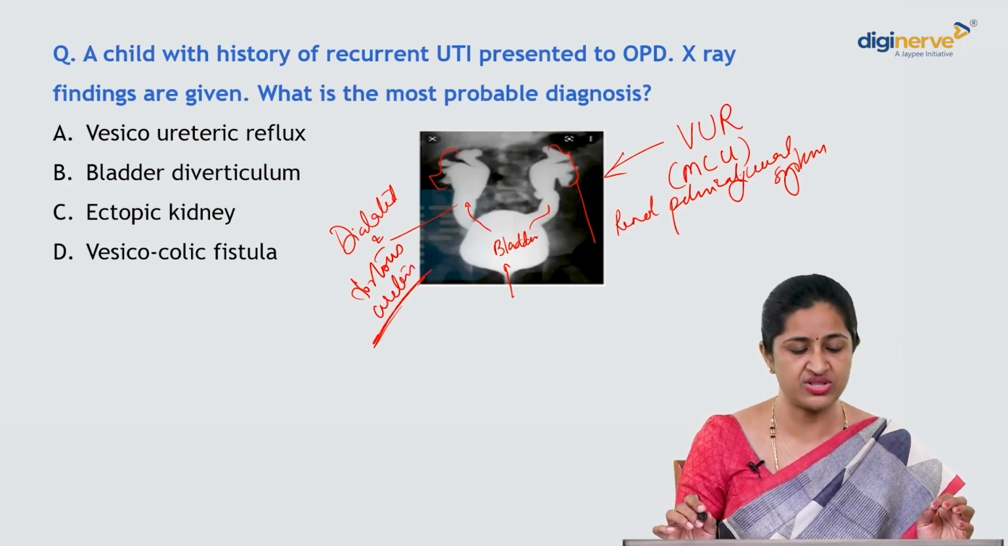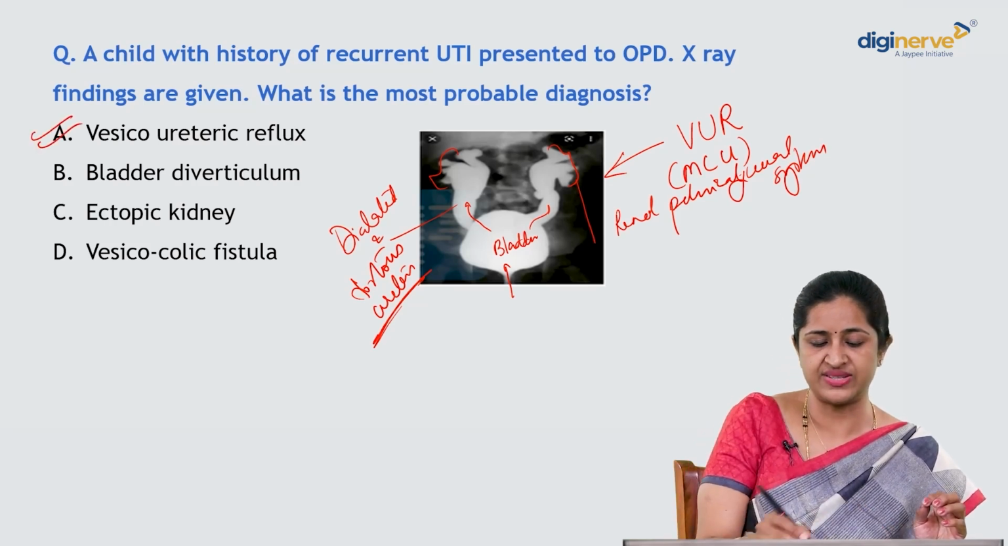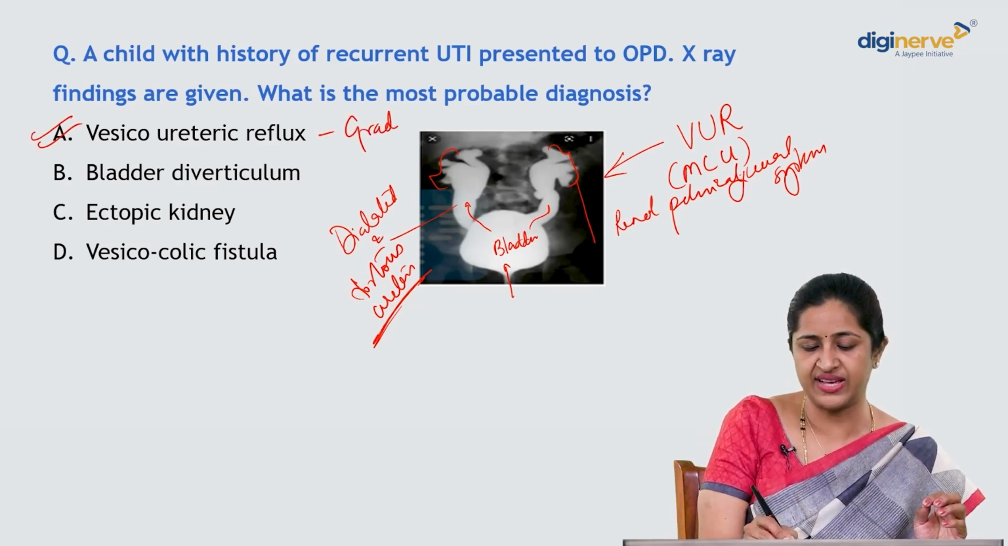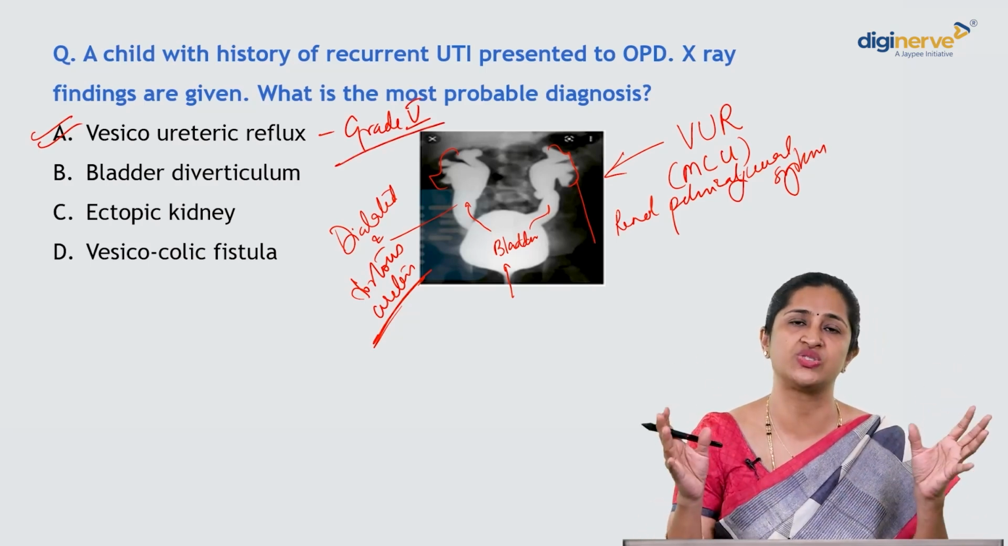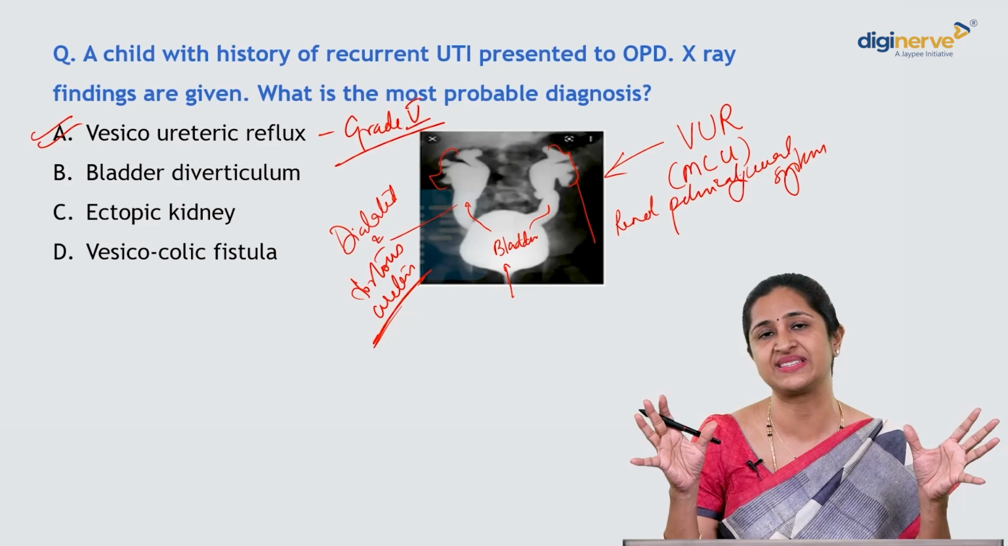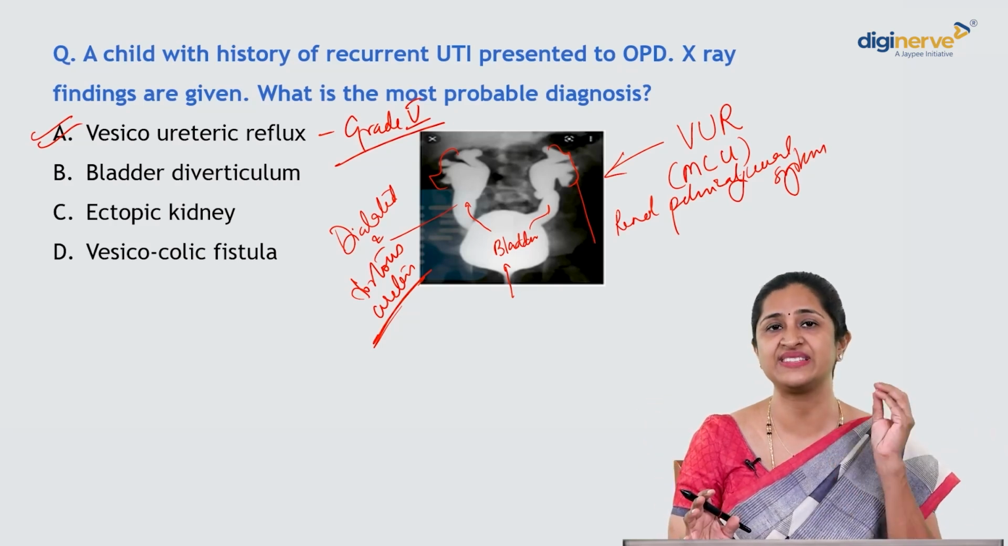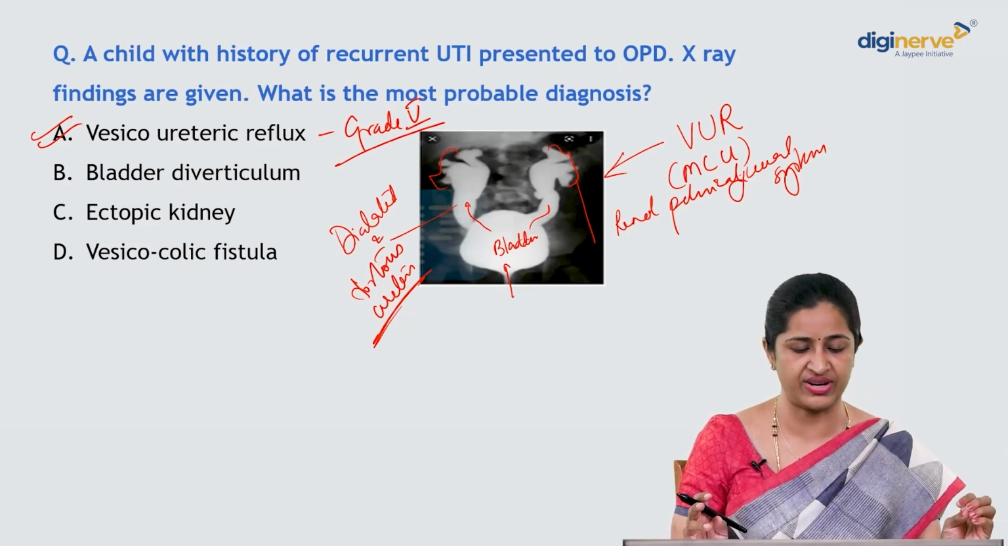Hence, what is your diagnosis here? Diagnosis here is vesico-ureteric reflux, and if they ask you what is the grade, when it's such high reflux with dilated tortuous ureters, dilated pelvicalyceal system, then the grade is grade 5 vesico-ureteric reflux.